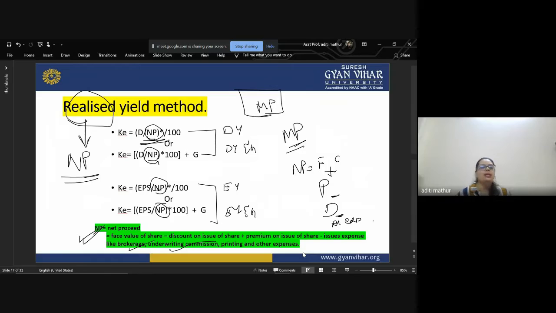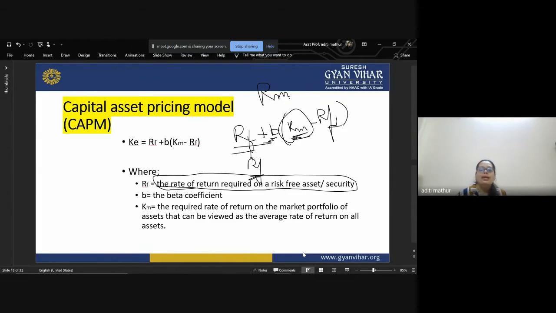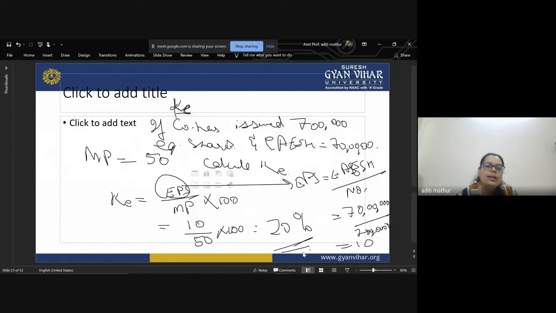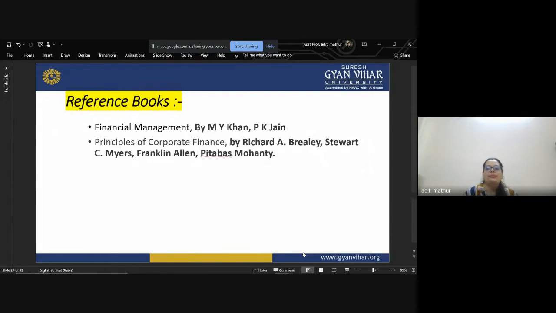Then realized yield, the only difference is to use the base as net proceeds. We have learned how to calculate net proceeds, which is face value minus discount plus premium minus issue expenses like brokerage, underwriting commission, printing, and other expenses. Then we know how to calculate the KE with the help of the CAPM model, that is equal to RF plus beta into RM or KM minus RF. And we have solved a good amount of questions to get a good hand on these concepts.